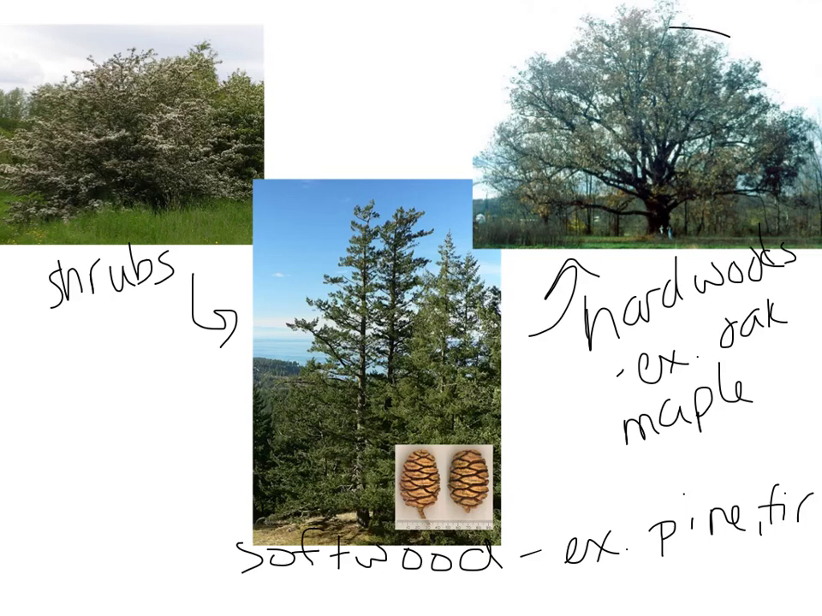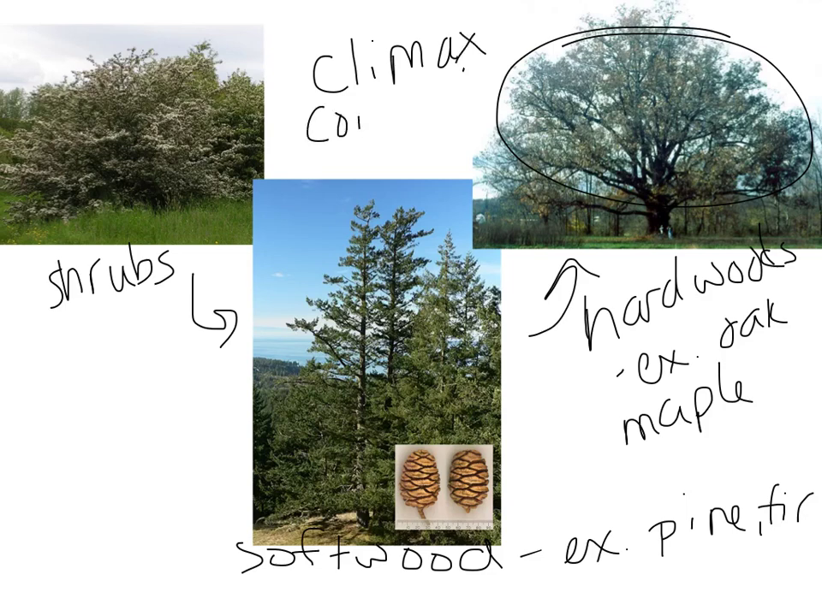And when we reach this point, we reach what is called the climax community. The climax community is going to be very stable. Usually the only thing that alters a climax community is if the climate itself changes, a significant change in the temperature or humidity, or there's some kind of human intervention.